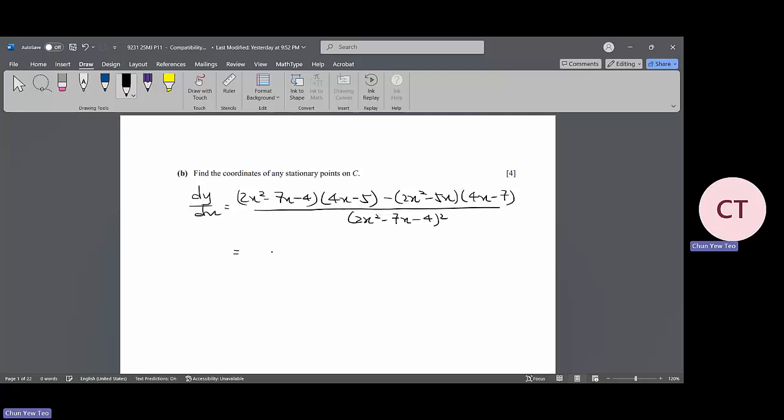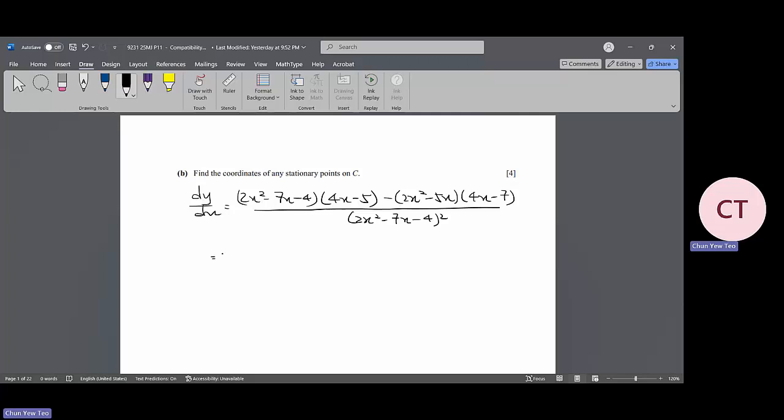Simplify them first before we find the dy/dx equal to 0. So over here, you had to simplify them carefully. So you have 8x cubed minus 10x squared minus 28x plus 35, minus 28x squared plus 35x minus 16x plus 20. It's quite long, huh? I need more space.